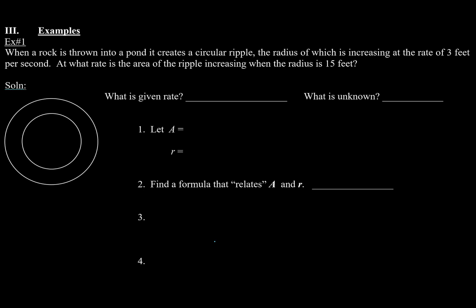Let's look at a specific example. When a rock is thrown into a pond, it creates a circular ripple, the radius of which is increasing at the rate of 3 feet per second. At what rate is the area of the ripple increasing when the radius is 15 feet? First thing I would recommend is draw a picture. Here you've got a stone that's thrown in, and here's your radius. As time goes on, your radius is getting larger because the circle is getting larger.